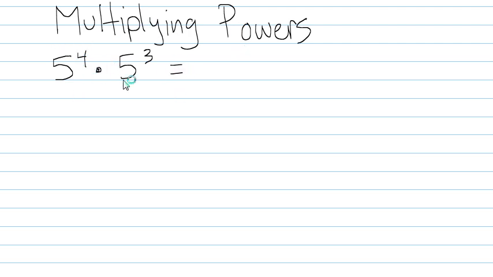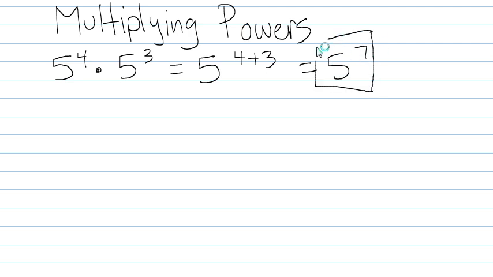5 to the 4 times 5 to the third. Well, when you multiply powers, you add the exponents. So this is 5 to the 4 plus 3, which is 5 to the 7th power. Real simple. Let's take a look as to why you would add the exponents.